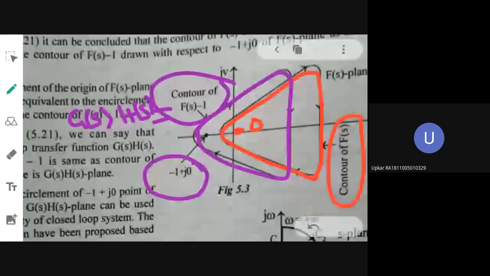Okay, and here when it comes to discussing the contour of f of s minus 1, what encirclement do you need to consider? Origin or another point? No, I have circled one point, minus 1 plus j0. Only the minus 1 point you have to consider afterwards. You have to relate the encirclement of the minus 1 plus j0 point only to discuss system stability.